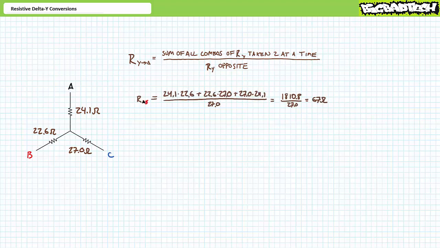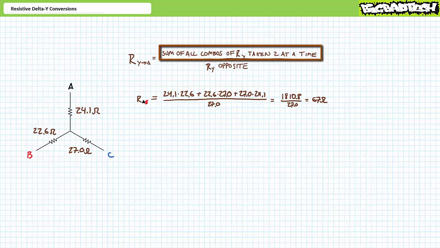To solve for delta resistance RAB, take the summation of all possible products of the Y resistance taken two at a time. R1 times R2 plus R2 times R3 plus R3 times R1 divided by the opposite Y resistance, in this case R3. Our formula suggests RAB is 67 ohms.